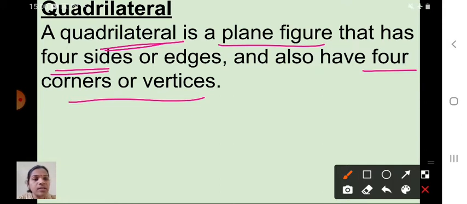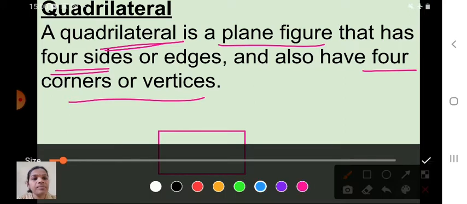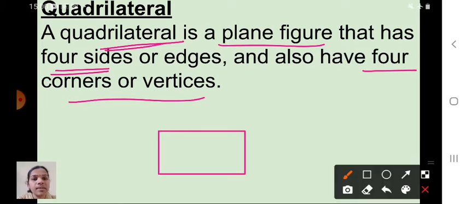See here, children, I will draw one. This is a rectangle. How many sides are there? Can you see, children? 1, 2, 3, 4. Total 4 sides are there. So this is one of the quadrilaterals, children.